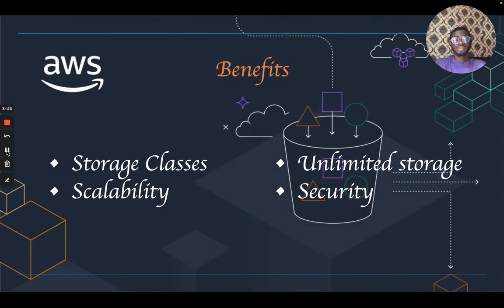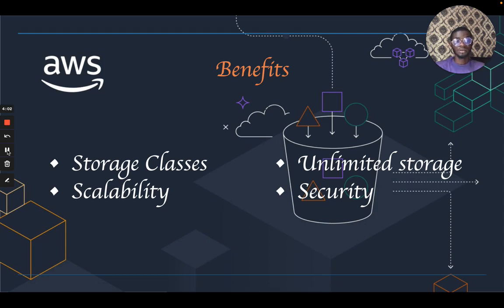Storage classes. S3 has a variety of storage options which can be used for different use cases and purposes. For example, S3 Intelligent-Tiering, which is ideal for data with unknown or changing access patterns. Unlimited storage. S3 offers unlimited storage. The maximum file size of an object in S3 is 5 terabytes. Scalability. S3 is scalable. It allows increment and decrement of data storage capacity whenever the business requires it.